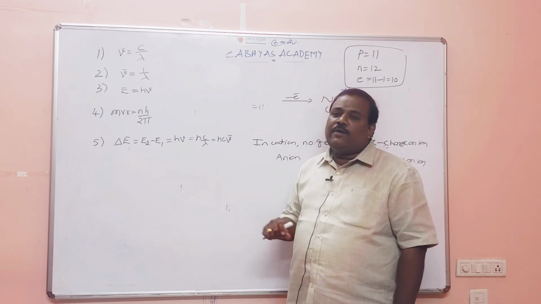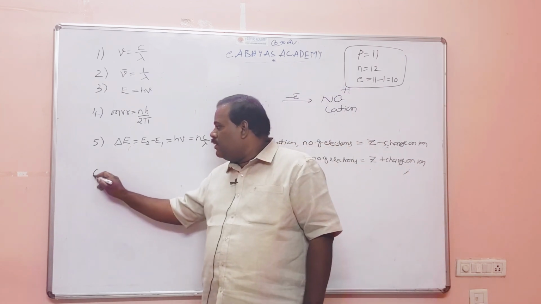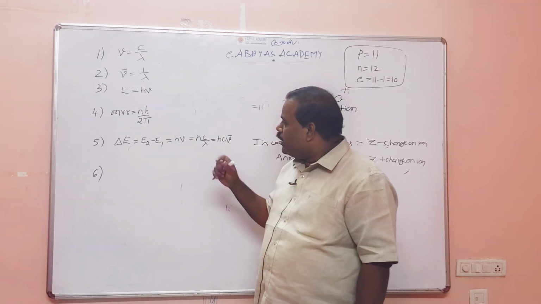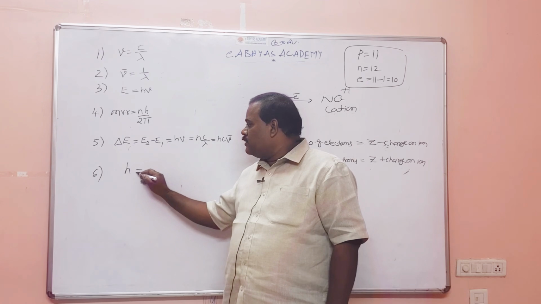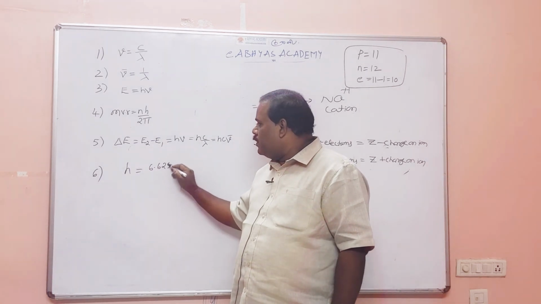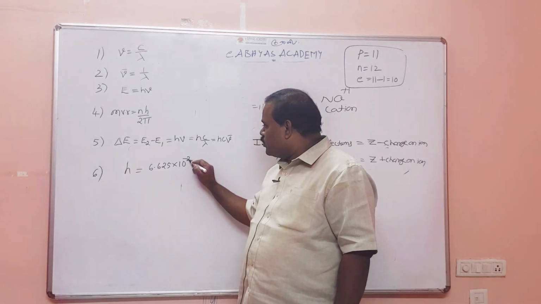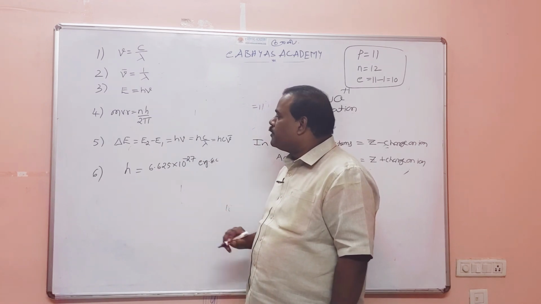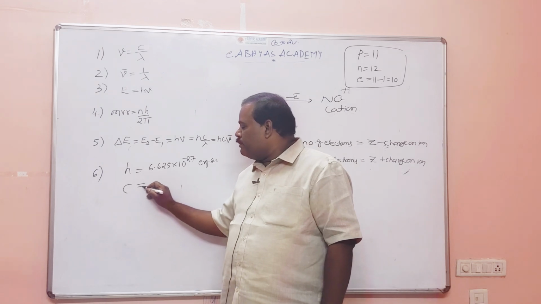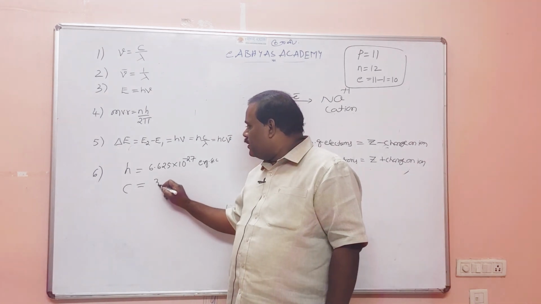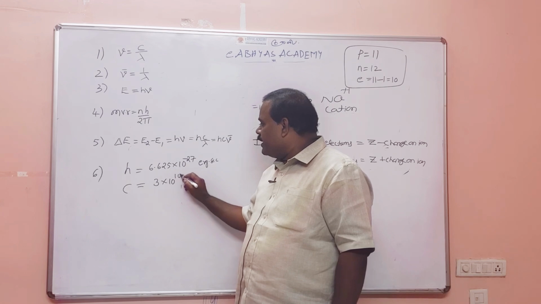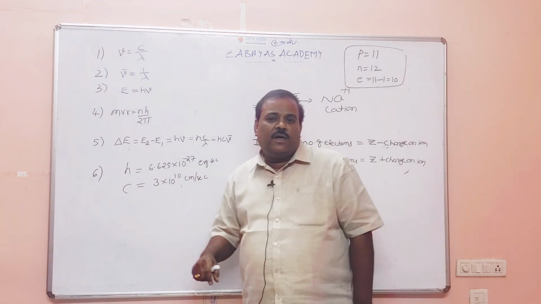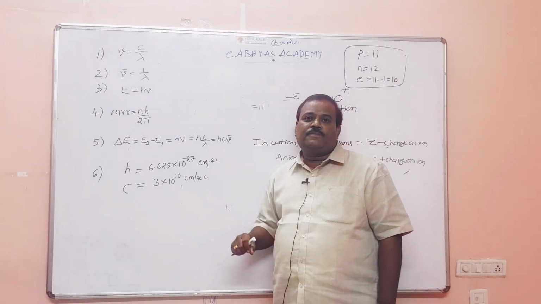And we had one more important point here. Values of Planck's constant we have to remember, that is 6.625 into 10 power minus 27 erg second in CGS system. And we also need to remember the velocity of light, 3 into 10 power 10 centimeter per second. These two values are important in doing the problems.